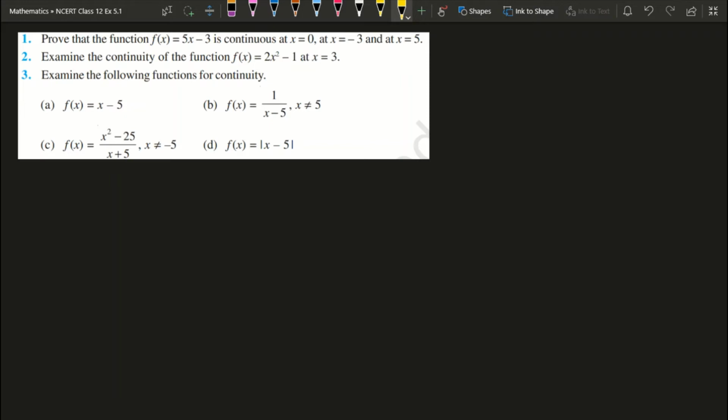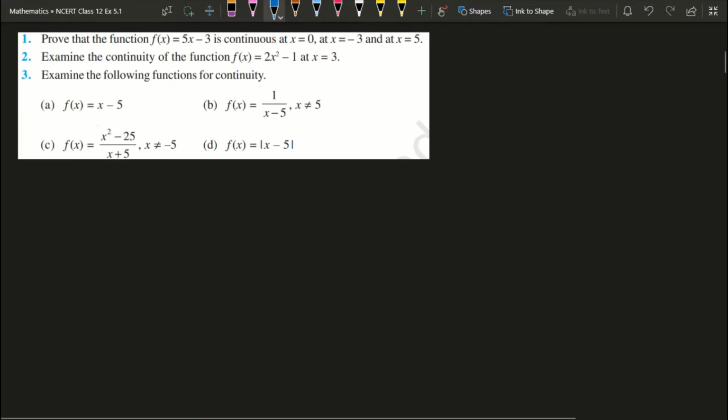The goal of this video will be to get some practice on continuity, on finding the continuity of functions, and within that periphery we will solve NCERT class 12 exercise 5.1. Let's begin with the first problem.